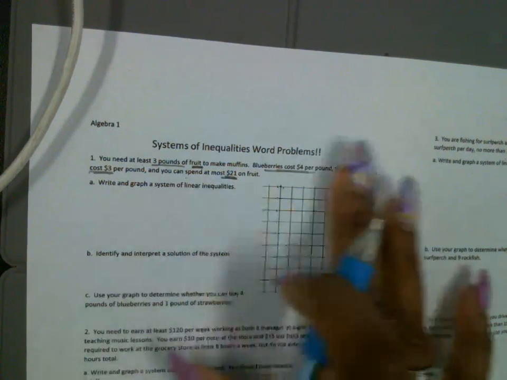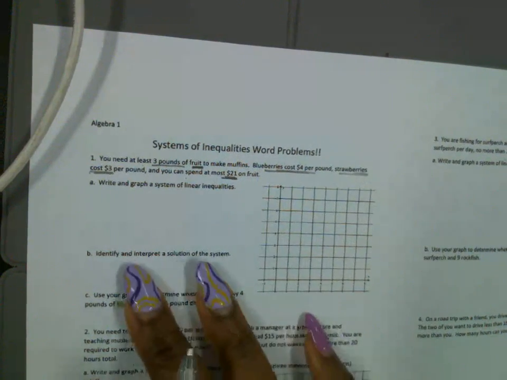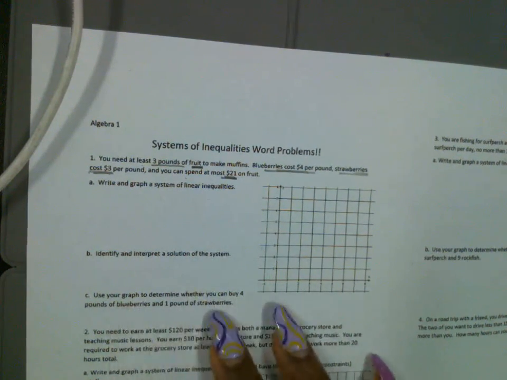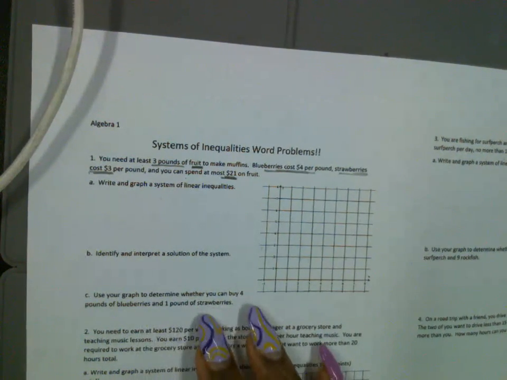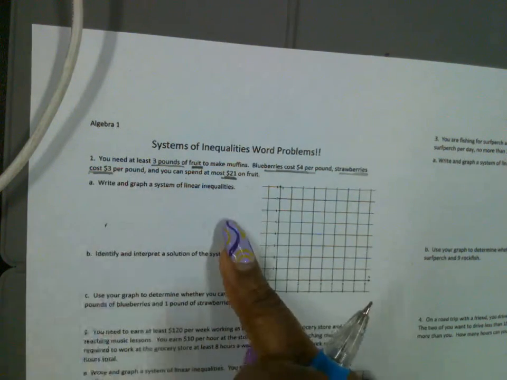All right, so you're going to set this up. You're going to graph it, and then you're going to interpret what the solution actually means. And then you're going to see if you can buy 4 pounds of blueberries and 1 pound of strawberries, and if it falls in, and it's possible with all the constraints that you have.